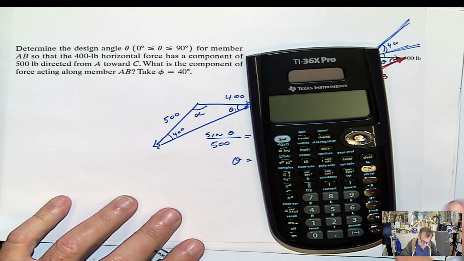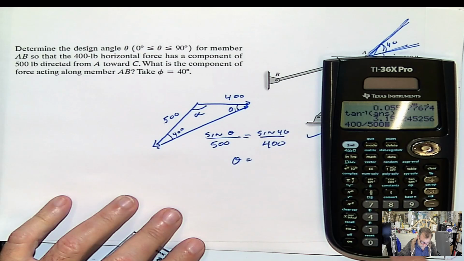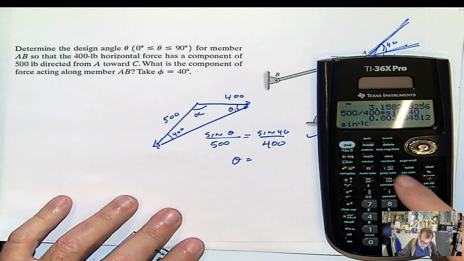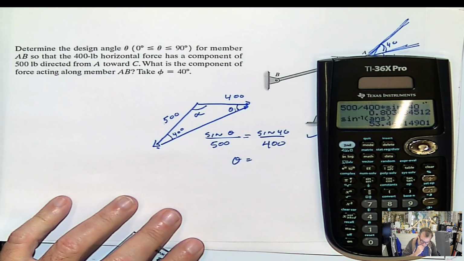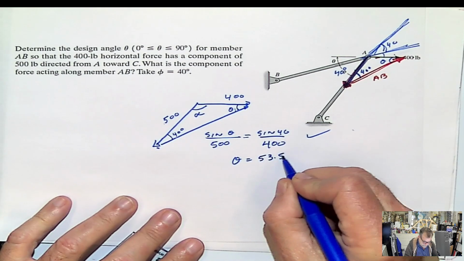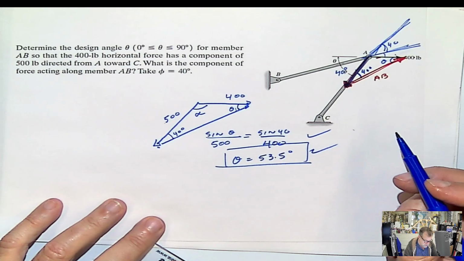And the angle theta will be, hold your horses, 500 divided by 400 multiplied by sine of 40 degrees. That will give you 0.8, and the inverse sine of that will be 53.5 degrees. So that is done. The other part is what?